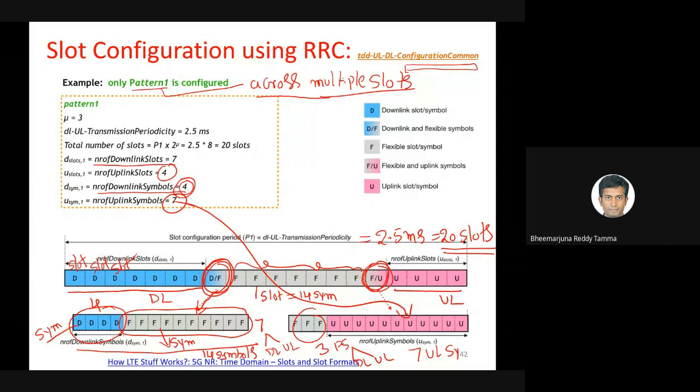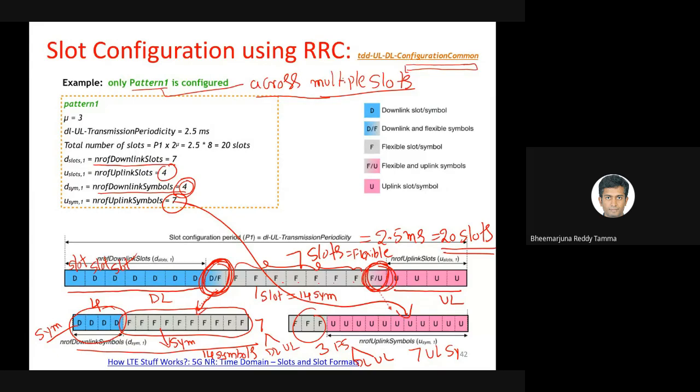So why do we still have flexibility even after doing all that? Look at here. I'm talking about only these two, but still, if you look at this 1, 2, 3, 4, 5, 6, 7, these 7 slots are still flexible. They are not decided at this stage, therefore downlink or uplink.